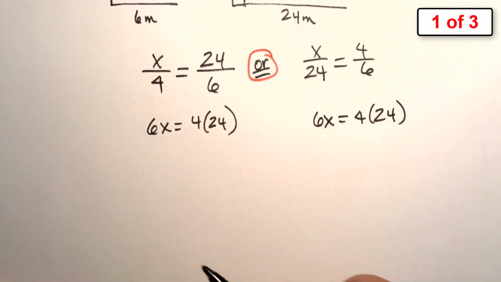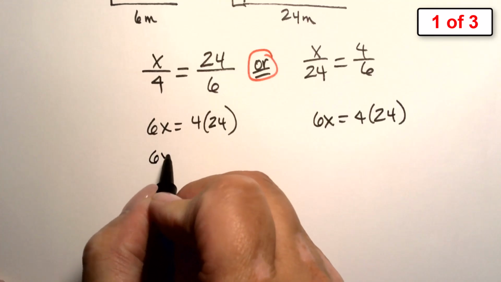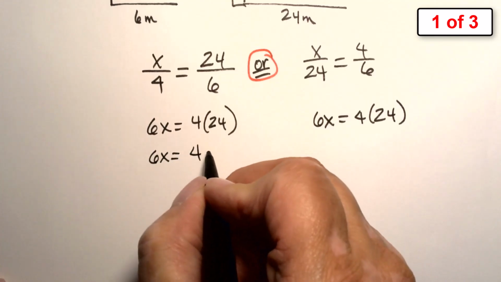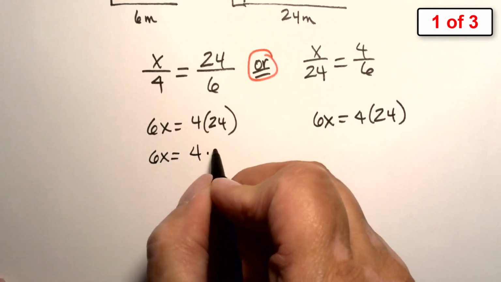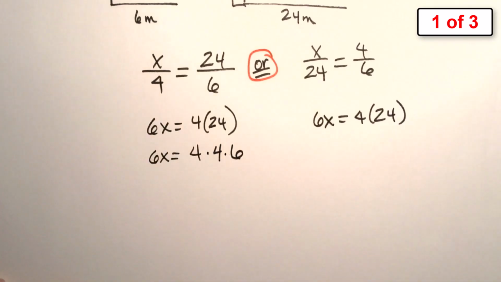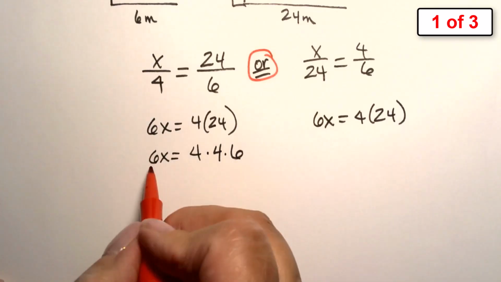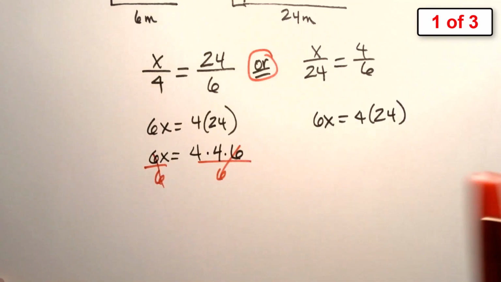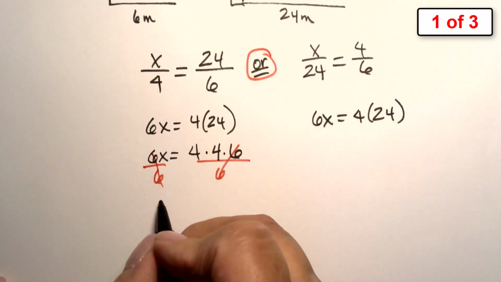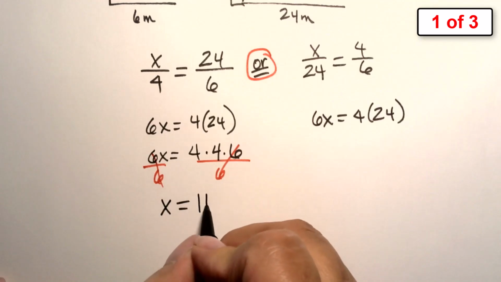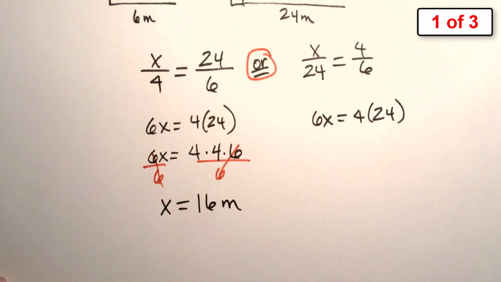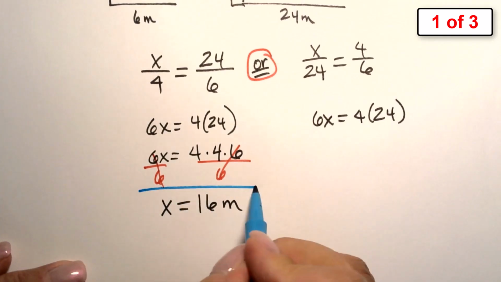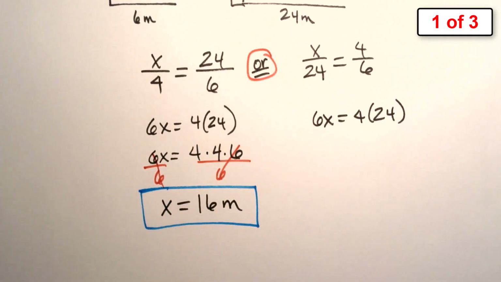Now from here, I just need to solve one of these. So I am going to rewrite this as 6x equals 4 times, and then 24 is 4 times 6. And the reason I did that is so I could divide both sides by 6 and cancel those 6's, and I never have to touch my calculator. And I get x equals 16 meters. And that is your correct answer for this one.